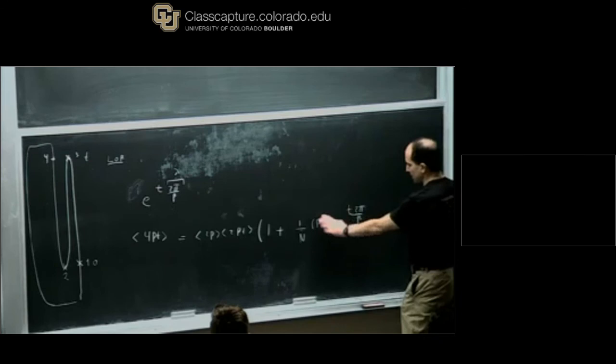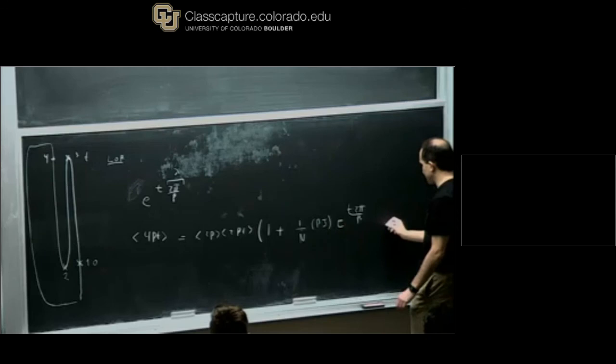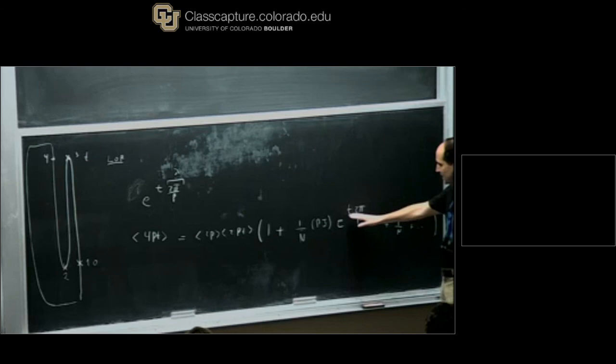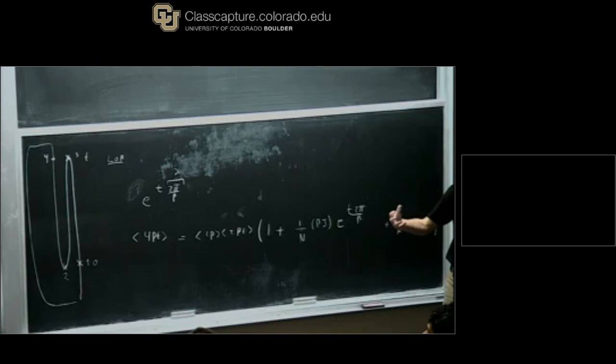It contains other pieces which are not growing exponentially in time, other 1 over n pieces, and then there are further, of course, corrections. Okay? So this is a derivation for why this model is giving us the maximal Lyapunov exponent, and it comes from the pattern of symmetry breaking. So the fact that we had this emergent reparametrization symmetry, and the fact that it was slightly broken.